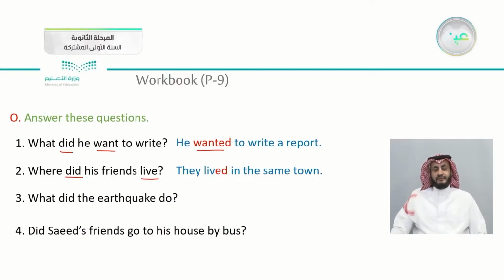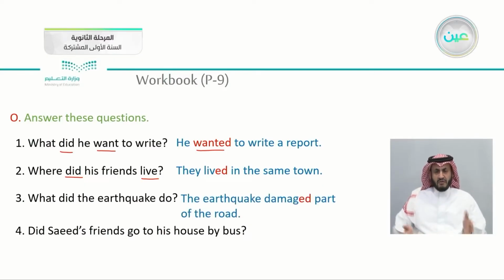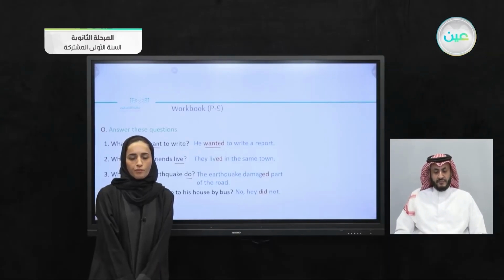What did the earthquake do? What did it do? The earthquake damaged part of the road. Did and the action is do, which is damaged. Did Saeed's friends go to his house by bus? This is a yes/no question. No, they didn't, because the buses didn't arrive.